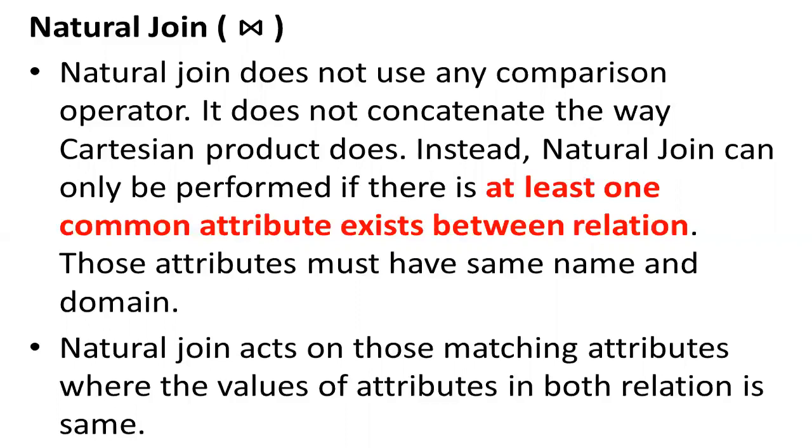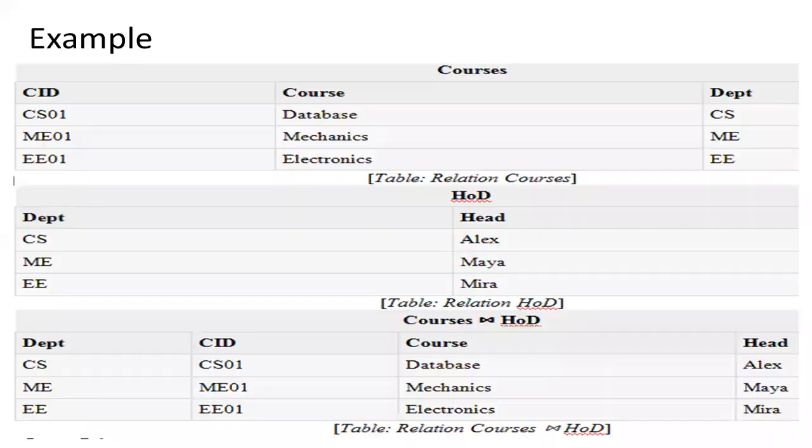So this is all we are going to see in the example. Natural join acts on those matching attributes. Only on the matching attributes you are going to perform the operation, where the values of attributes in both relations are the same. Here is the example. Here you have the relation courses, that is the first relation, and then HOD, head of the department, is another relation. Here you have the common attribute, that is department in the course table and department in the HOD table. So both relations have a common attribute.